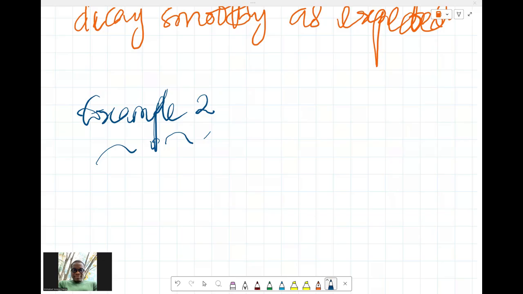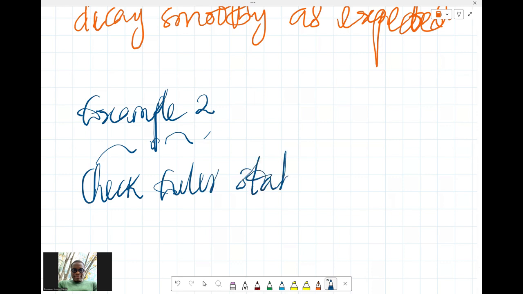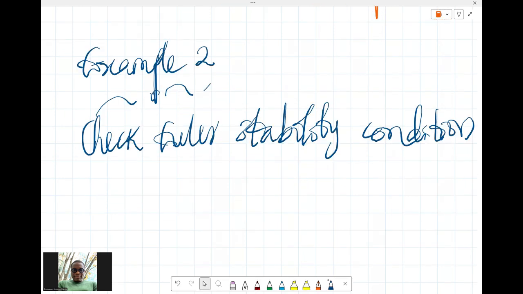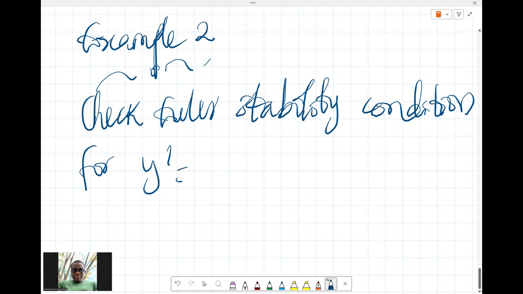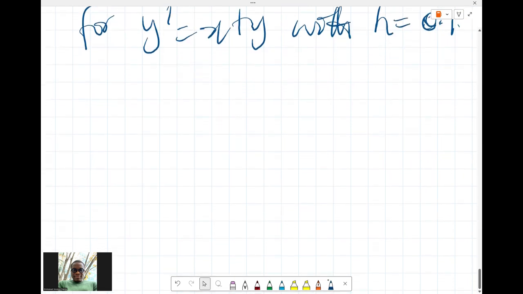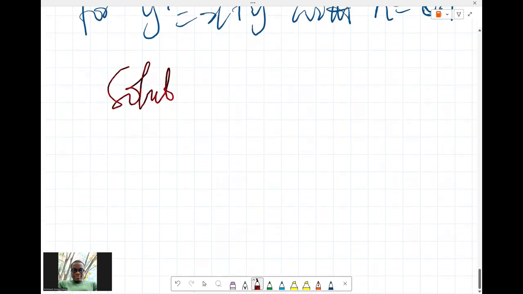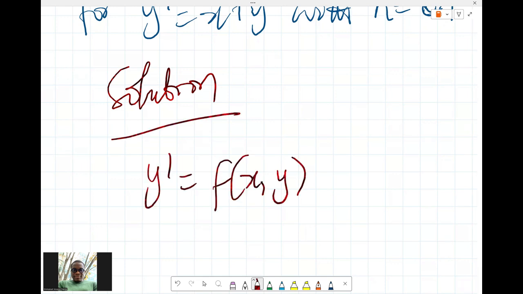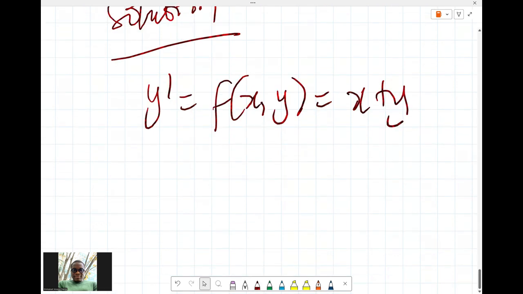So check Euler stability condition for y prime equals x plus y with h equals 0.1. Okay, so for the solution, we have y prime equals f of x comma y equals x plus y.